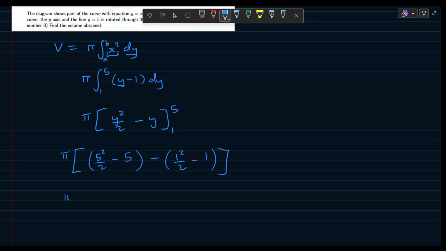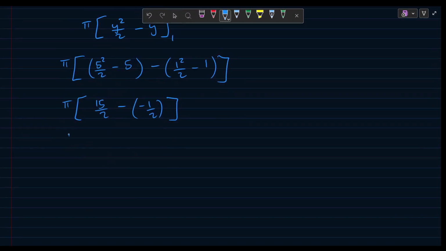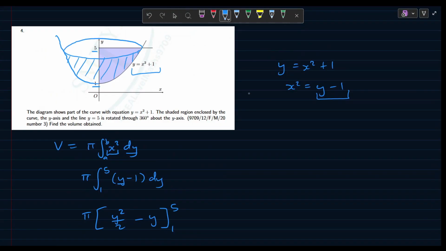So let's simplify. The upper limit, 5 squared over 2 minus 5, gives us 15 over 2. And for the lower limit, that's 1 over 2 minus 1, so minus 1 over 2. And so this is going to be 16 over 2. So pi times 16 over 2, which is 8, so we end up with 8 pi. So the volume obtained is 8 pi units cubed, if you like. That's going to be the volume obtained when we rotate 360 degrees about the y-axis.